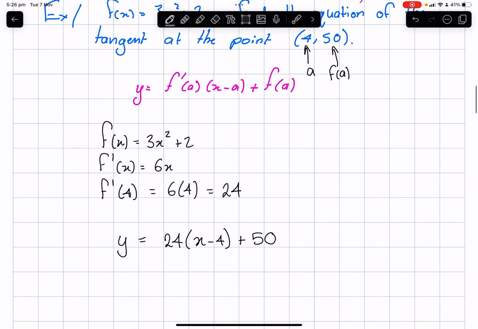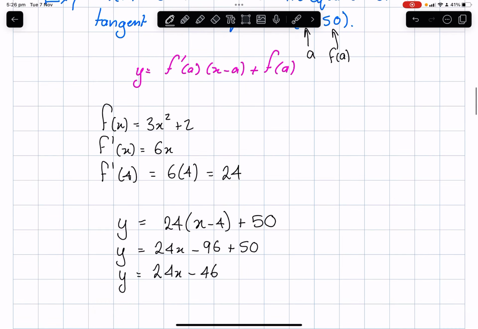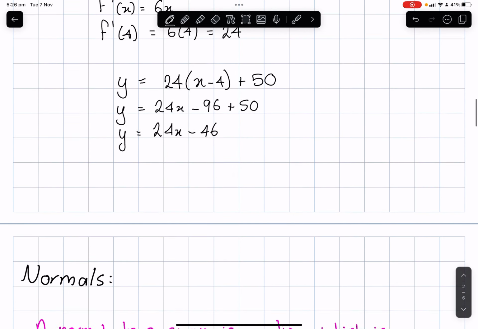Now, I want to put it in the form y equals mx plus c. So let's expand out that bracket. y equals 24x. Now, 4 times 24 is 96. So I've got negative 96 plus 50. That means y is equal to 24x minus 46. And that is the equation of my tangent. Okay, pretty simple. Follow the steps and you'll be more than fine.